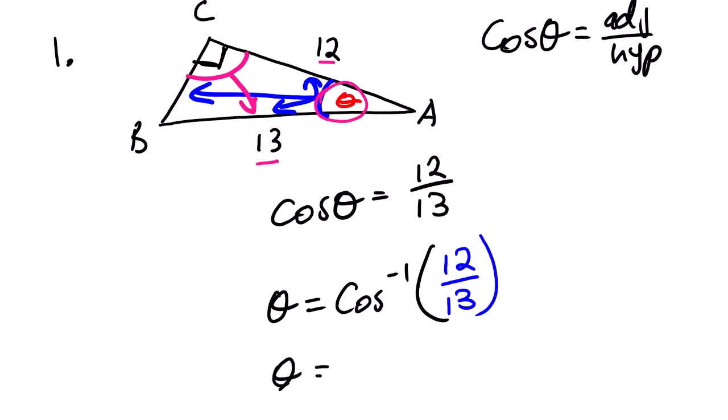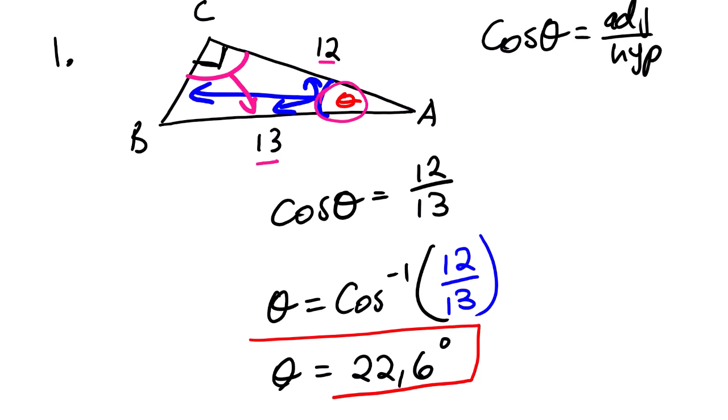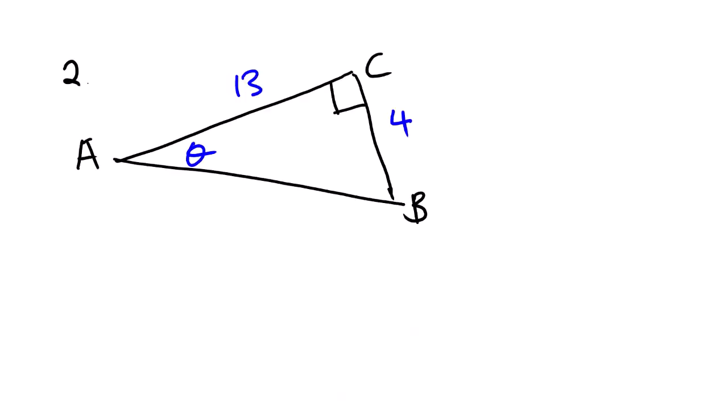Theta is equal to 22.6 degrees. So this is the value of theta, rounded off to 1 decimal place. Let us look at more examples. Go ahead and pause the video, work out the question, play the video, and verify your answer.